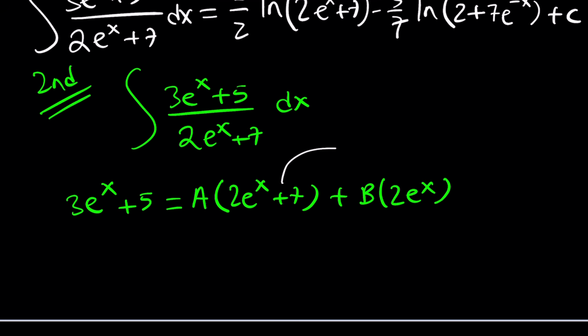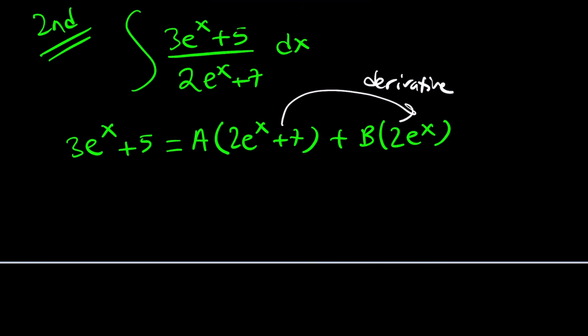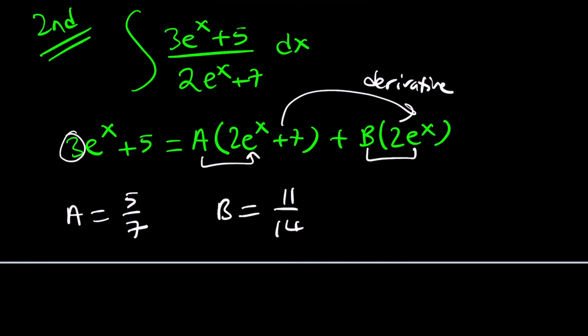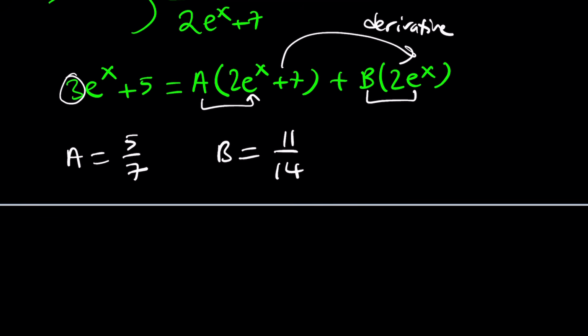So this is basically the derivative. That's why we wrote that, okay? Now, of course, we're going to find the a and b values, but this is easy polynomial-wise. You're going to distribute, set it equal to this, constant term equals to that. Let me just give you the values. Without further ado, a is 5/7 and b is 11/14.